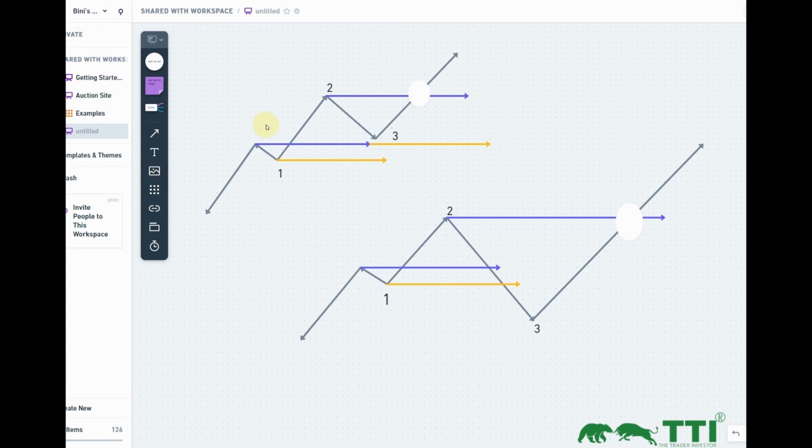So just keep that in mind, right? So continuation, break of structure, the entry is the same. It's just a matter of where your 1, 2, 3s are. Always have your 1, 2, 3s ready. Then you can have your entry.